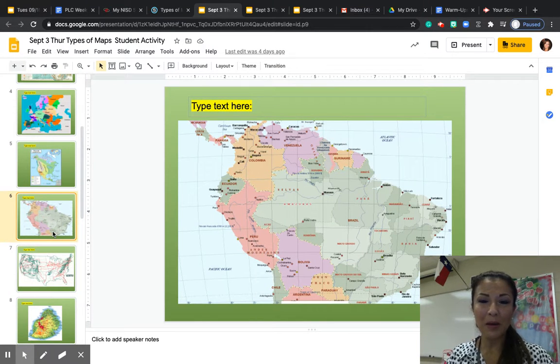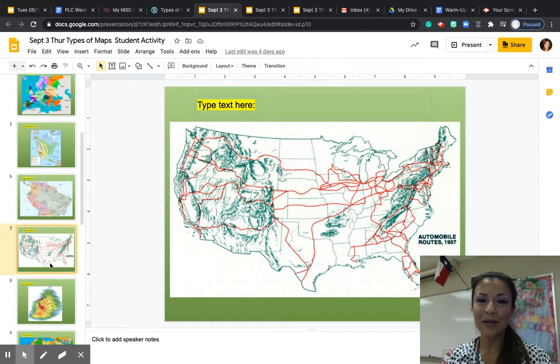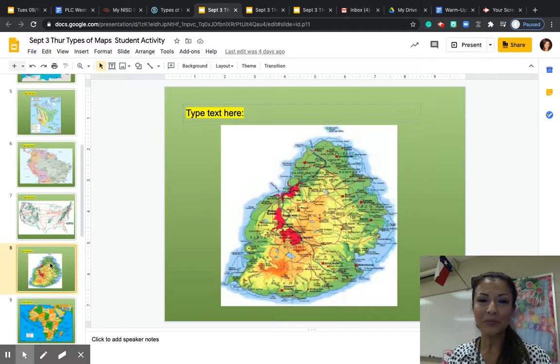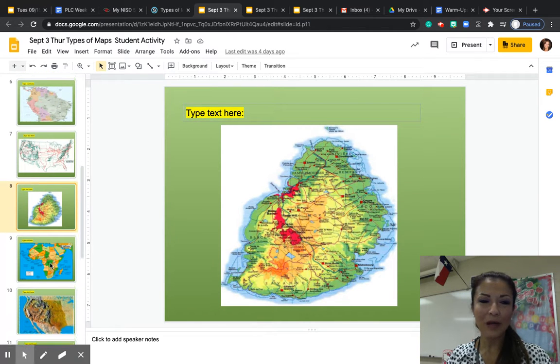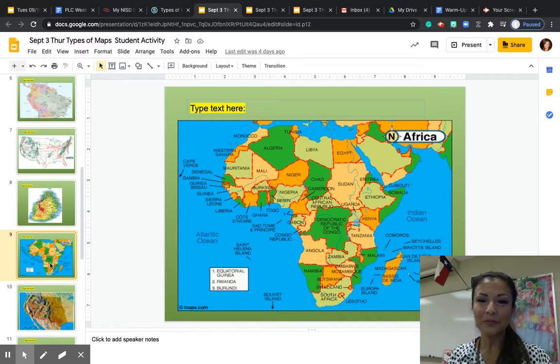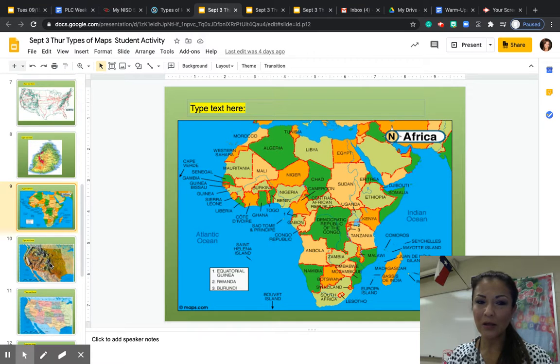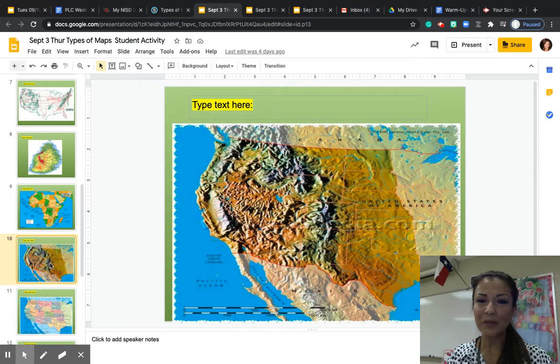So like this map, there is no title here. So you have to look at the map in detail to try to figure out what this map is. Okay, this has a title, no title. This is talking about Africa, but what is it trying to tell us about Africa? Okay, what type of map is this?